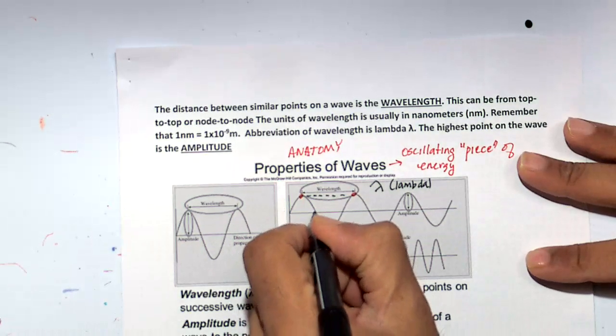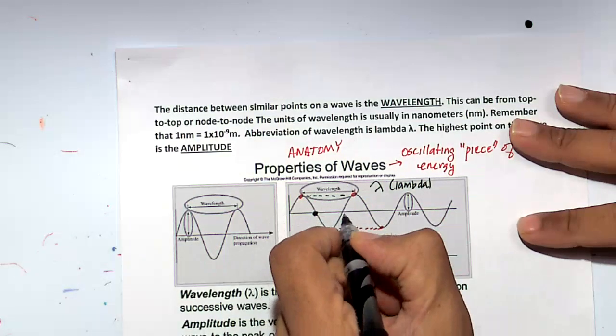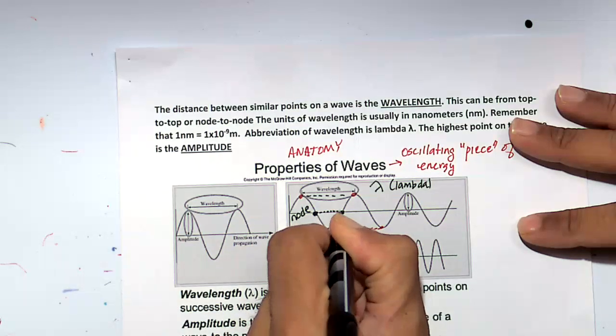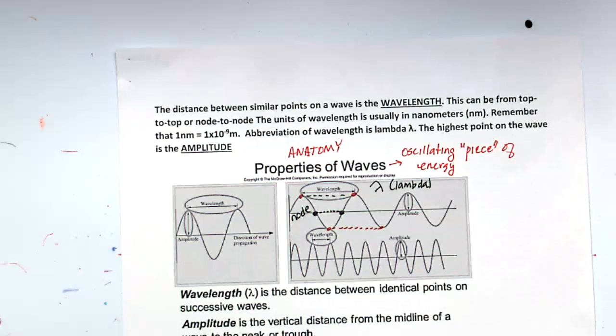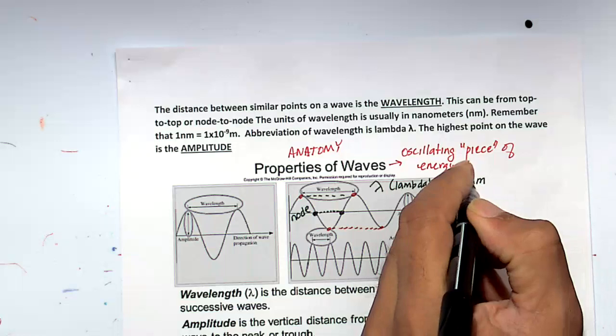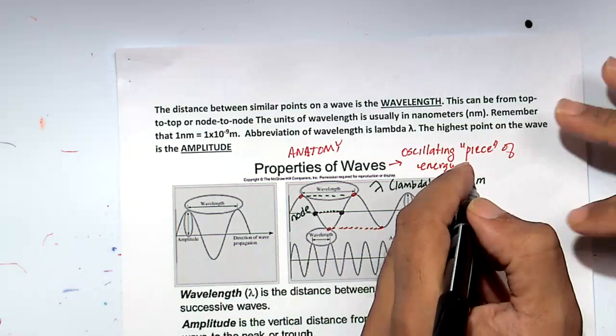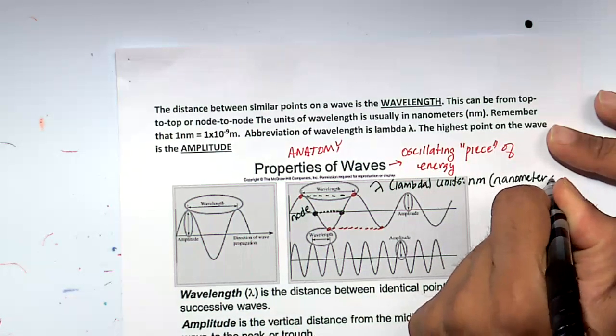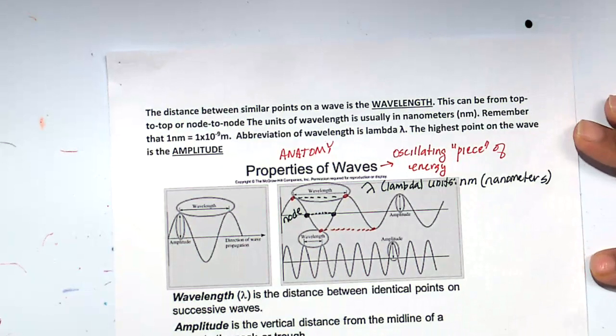This area with no energy, remember, there's an energy component to this, is called a node. Node to node, bottom to bottom, top to top, that's a wavelength, one end to the next end. Its abbreviation is lambda, and the units of wavelength are nanometers. Actually, it's meters, but we customarily call it nanometers, 10 to the minus 9 meters. So wavelength is lambda, top to top, bottom to bottom, node to node.